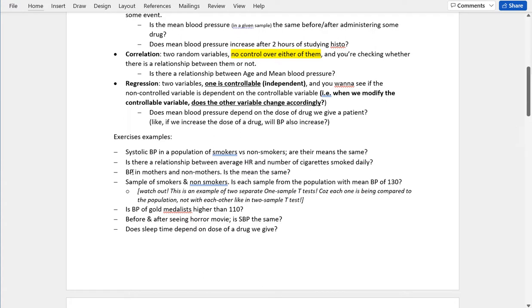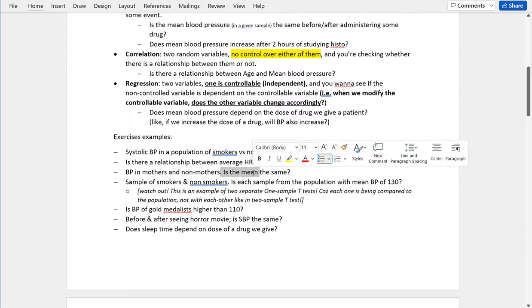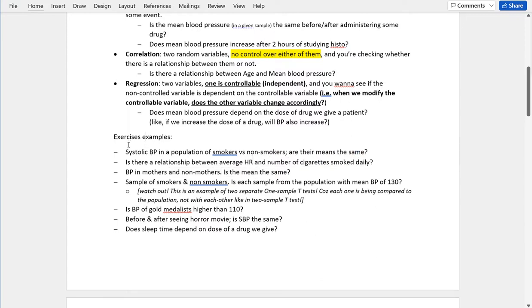Next up, blood pressure in mothers and non-mothers: is the mean the same? Tick tock, tick tock. It's literally the same as this one. Therefore, it's going to be a two-sample t-test. So the next one is a sample of smokers and non-smokers. Is each sample from the population with mean blood pressure of 130? This is a very tricky one.